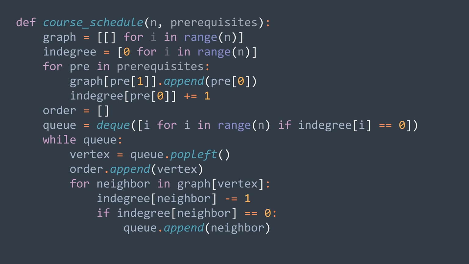After the loop, the order array is now filled. We return it. This time we don't need to reverse it because we started by putting vertices of level 0, then 1, and so on.